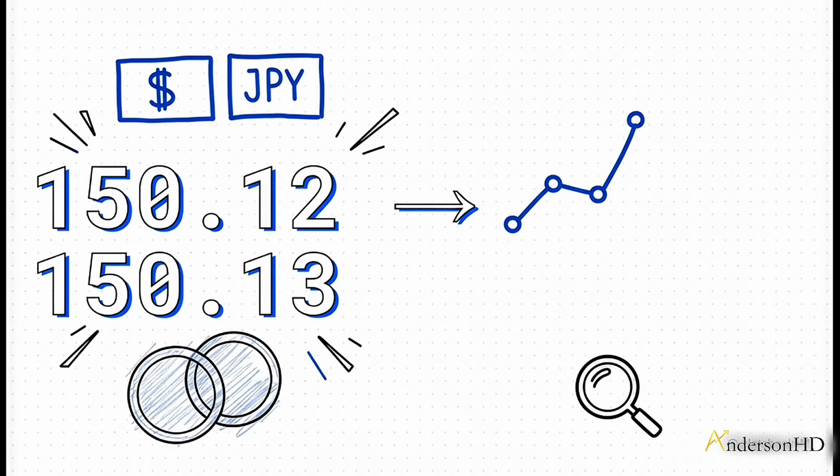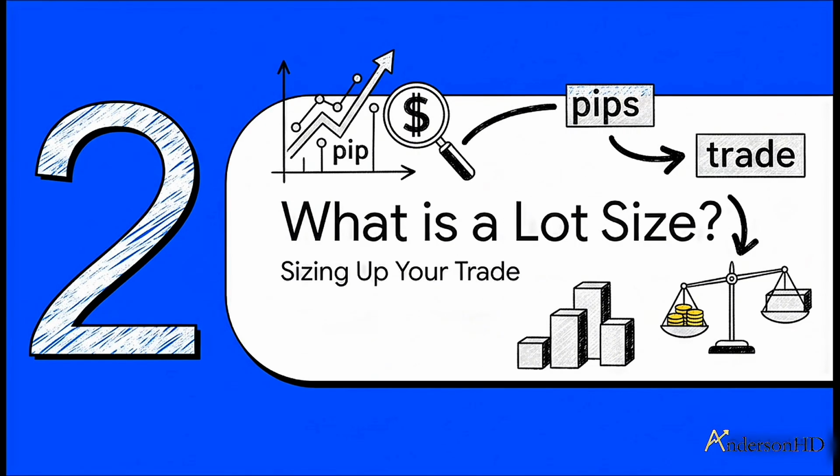And then, here's the complete contrast with the yen pair. If USD JPY moves from 150.12 up to 150.13, that is also a 1 pip move. But here, we're focused on that second digit after the decimal. Two different types of pairs, two different rules for counting. Okay, great. So we can measure price movement in pips, but a pip by itself doesn't have a set cash value. So, how much is 1 pip actually worth in real money? Well, that's where our next control comes in.